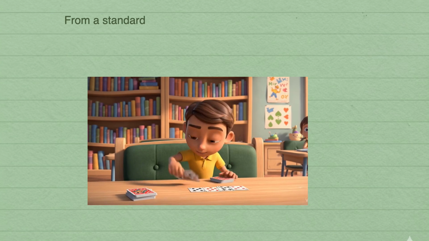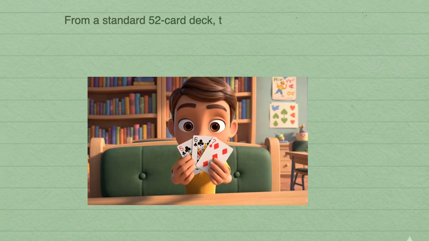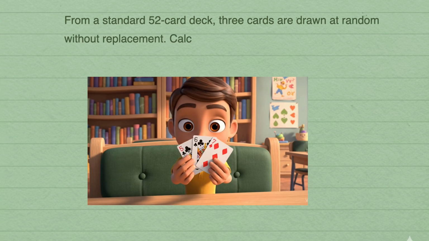A 52-card deck. 3 cards are drawn at random without replacement. Calculate the probability that the 3 cards form a straight.